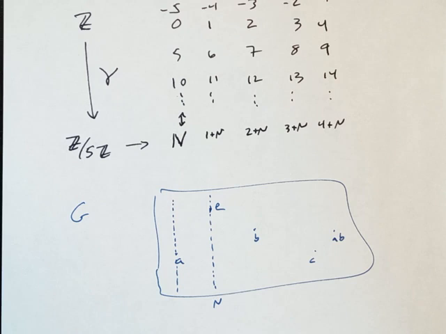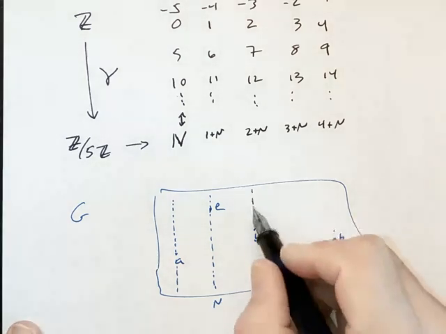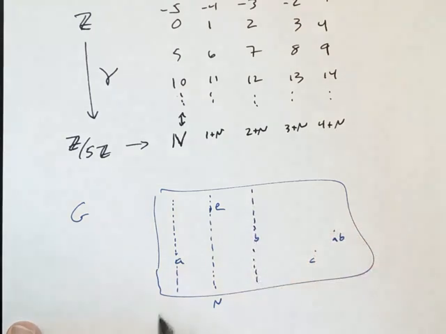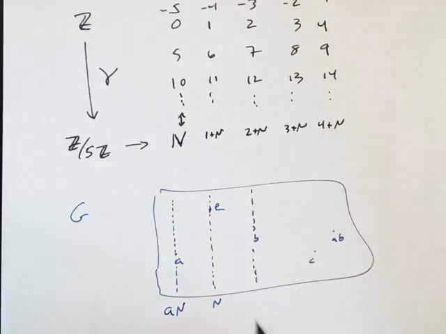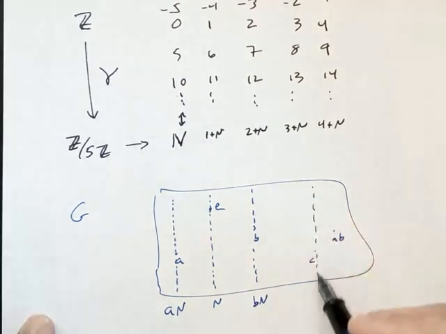Said the magic word now twice. Say it again. Subgroup. Isn't a subgroup a group? Doesn't the group contain the identity? Whatever subgroup I'm in, the identity has to be part of that. And then over here somewhere, I've got the coset AN. And over here, I've got the coset BN. And over here, I've got the coset CN.